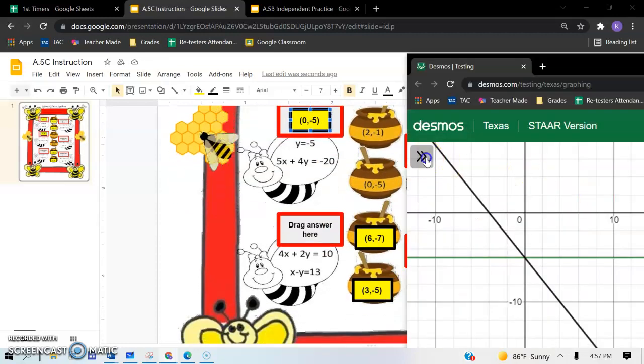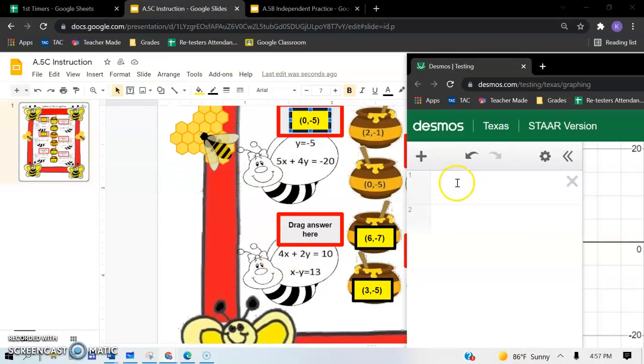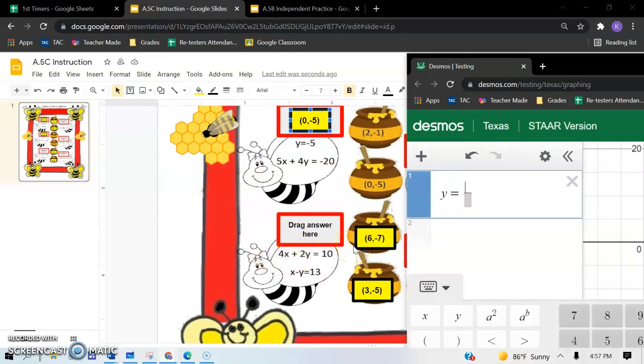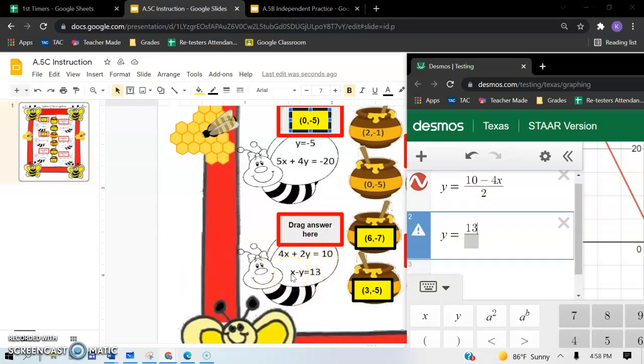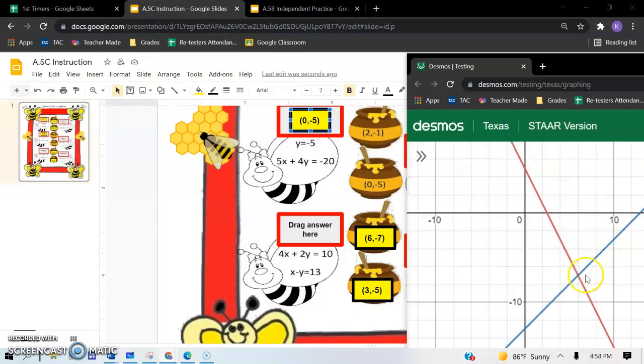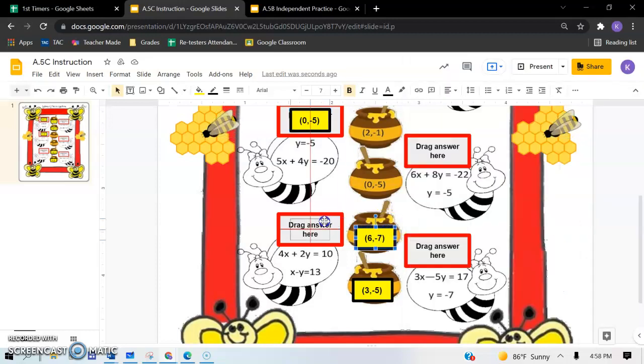As you can see on this one, they're all going to be solving for y. So again, x and y on the left, y equals divide 10, opposite of +4x, -4x, divided by 2. And then the other one, again, same thing, y equals divide 13, opposite of +x, -x, divided by the number in front of the y, which is a -1. So now they cross right here at this point, which is 6 and -7, which this one, ladies and gentlemen, is the answer.